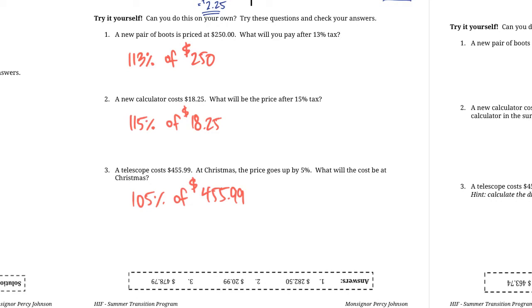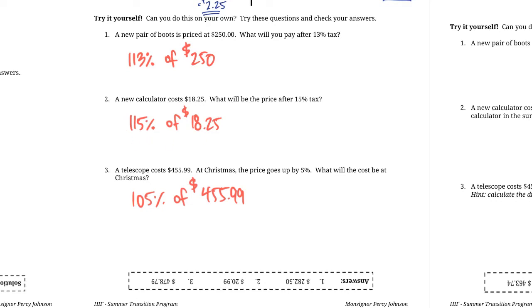So for the first one, we're adding 13% tax to it. So that means the total percentage we're going to pay is 113% because it's going to be the 100% plus the 13%, right? So we would do 113 divided by 100 times 250. For the second one, it's 15% tax. So instead of 113%, it's going to be 100% plus 15% tax, which is 115% of the original price.